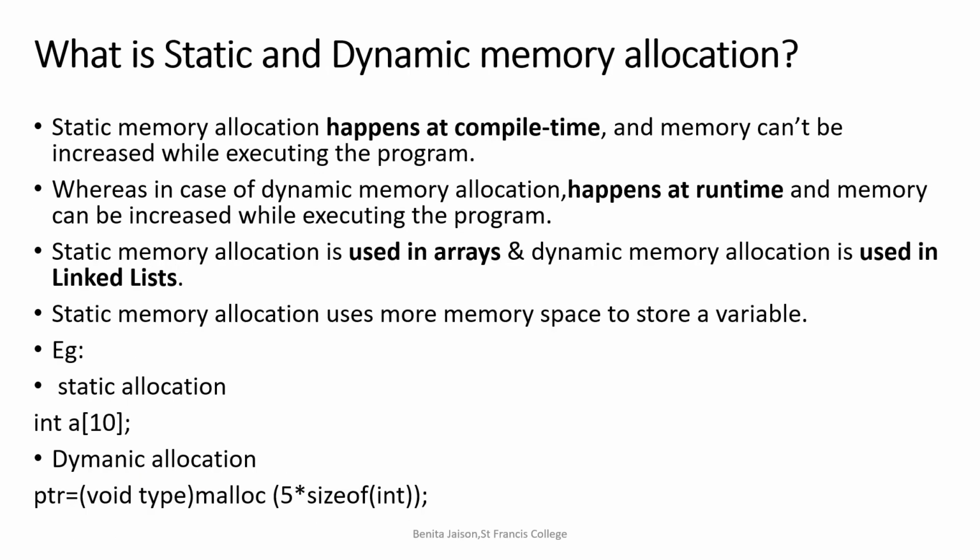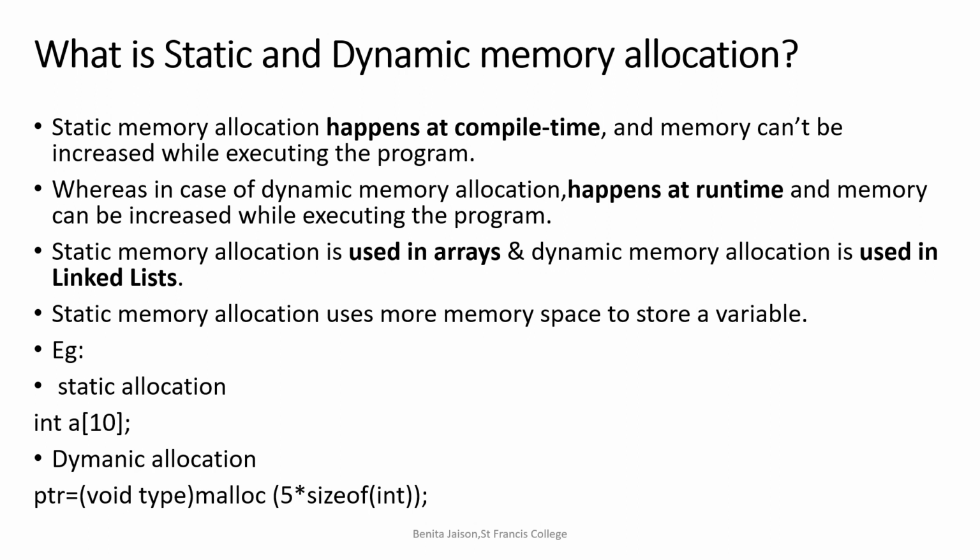Now, what is static and dynamic memory allocation? So, you know that static memory allocation is what we have studied till now, that happens during the compile time, and memory cannot be increased while executing the program. Whereas in the case of dynamic memory allocation, the memory allocation for the member variable or for the variables happens during the runtime. And if you want to increase it while executing the program also, we can do that.